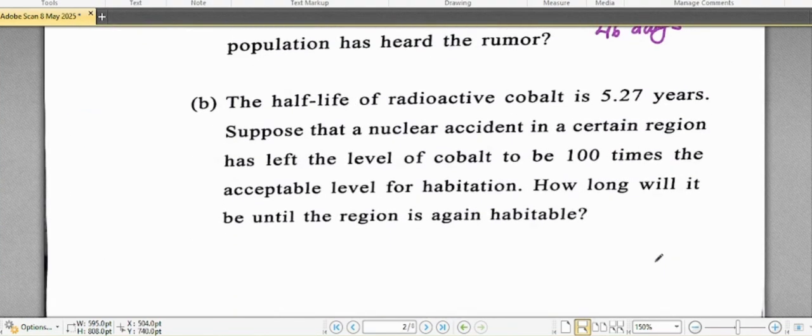Look at 2b, again a question from Penny. The half-life of cobalt is given, and you are given some condition. If you use the law of radioactivity, which says that dN by dt is minus kN, and using the normal calculations, your answer is going to be around 35 years approximately for this particular question.